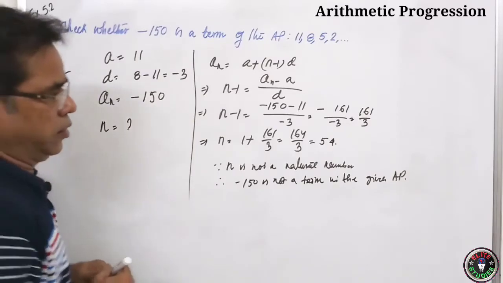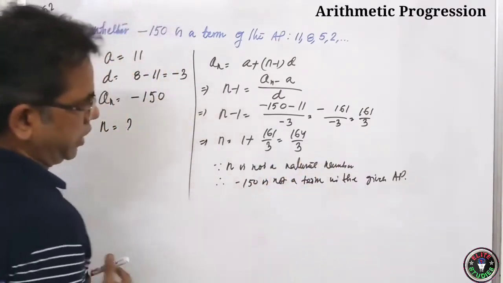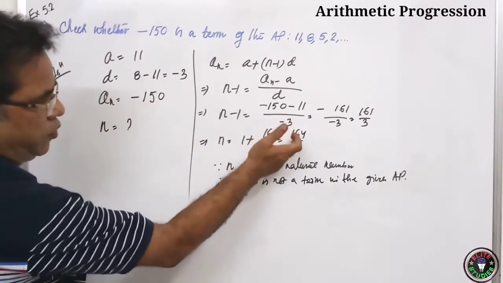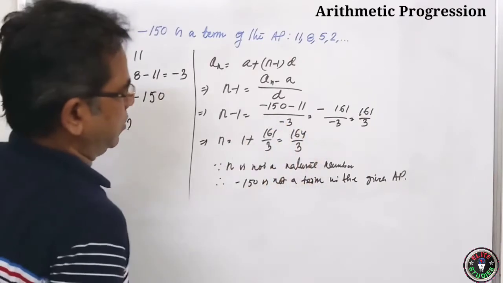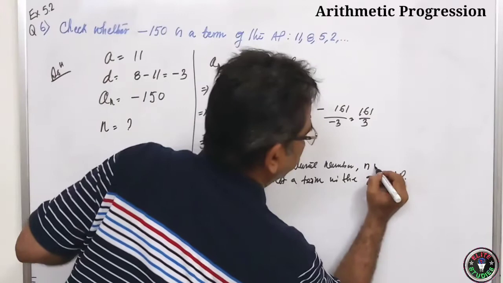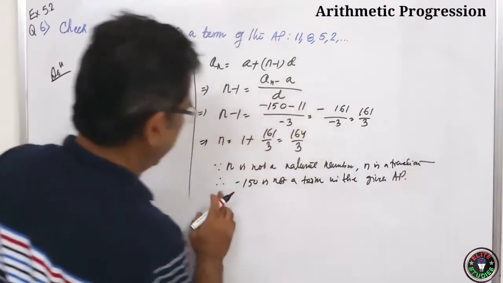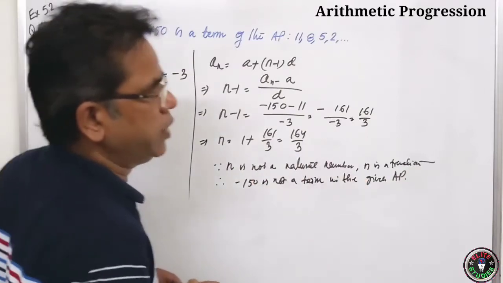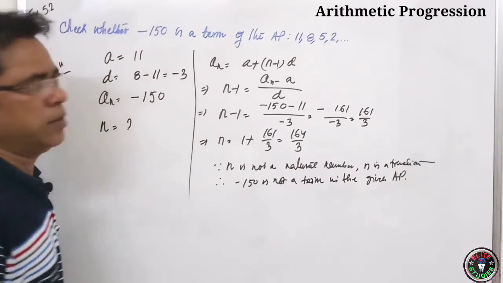Okay, students, though it is positive, it is not a natural number. 164 is not divisible by 3, so it is coming out to a fraction. Since n is not a natural number, n is a fraction. Therefore, minus 150 is not a term in the given AP. I hope you have understood. Please take the screenshot.